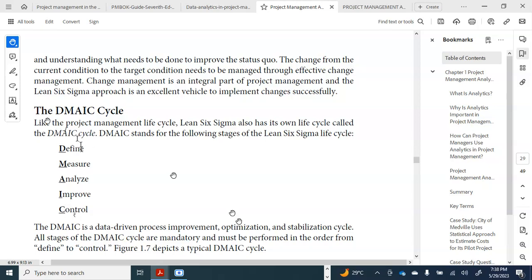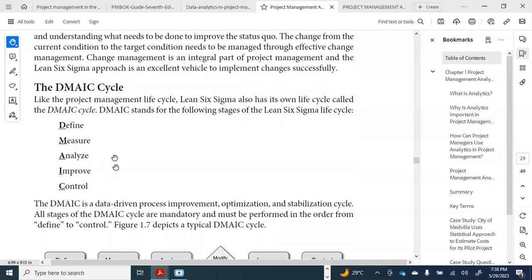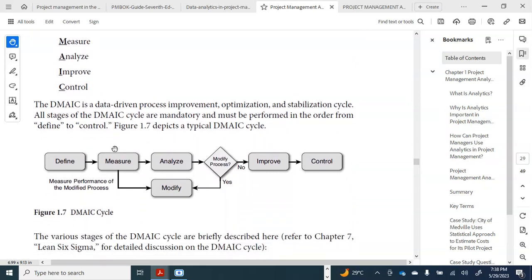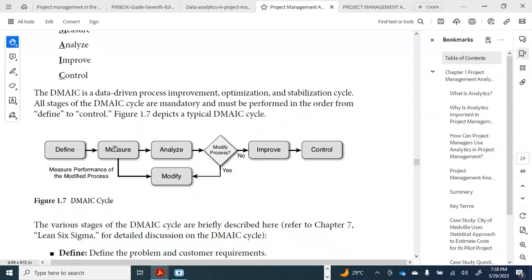The DMAIC cycle, like the project management life cycle, Lean Six Sigma also has its own life cycle. DMAIC stands for the following stages of the Lean Six Sigma life cycle, which is define. We've already defined our projects in our charters. The next thing we'll do is measure. We measure it, we analyze, then we improve, we control. That is the next thing we'll do as tied to project management analytics. So you read about this to understand what each chapter is saying regarding effective project management analytics.